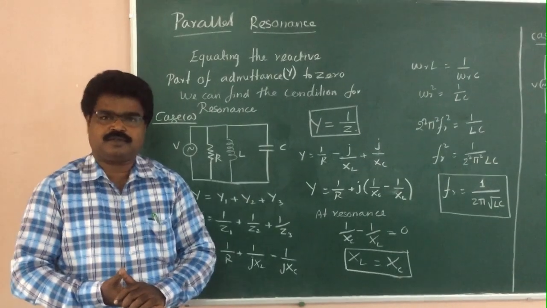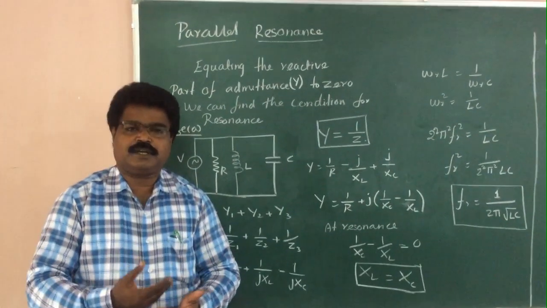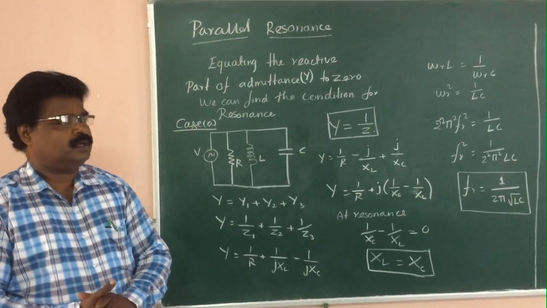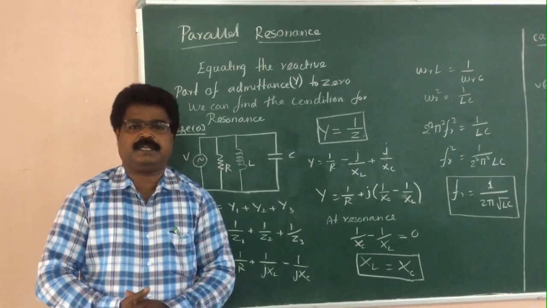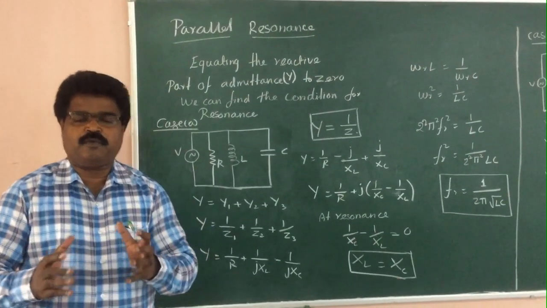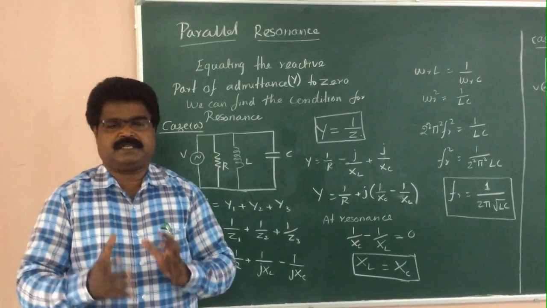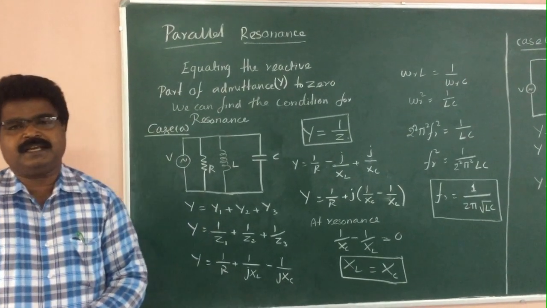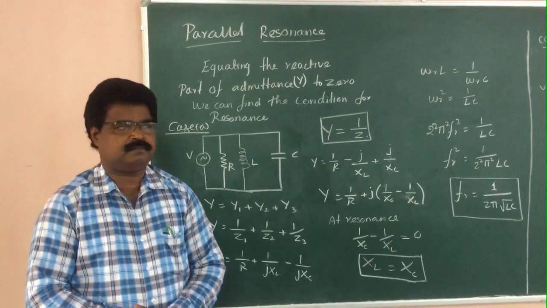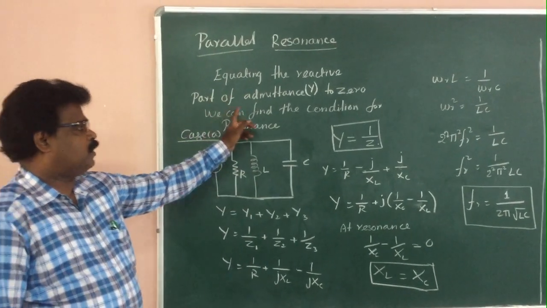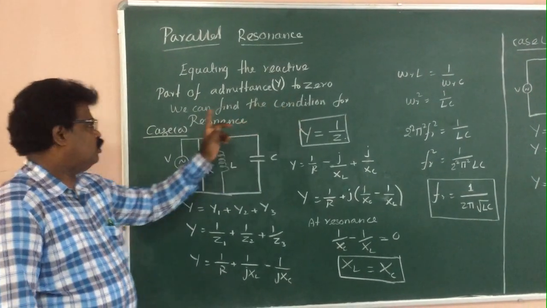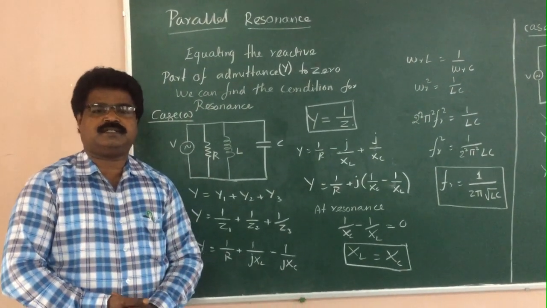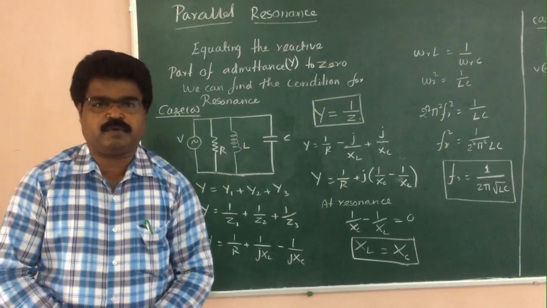In parallel resonance also, the AC circuit is said to be in resonance if it behaves like a pure resistive circuit. To calculate the resonance condition in a parallel circuit, if we equate the reactive part of the admittance to 0, we can find the resonance condition. From the condition for resonance, we can calculate the resonance frequency.